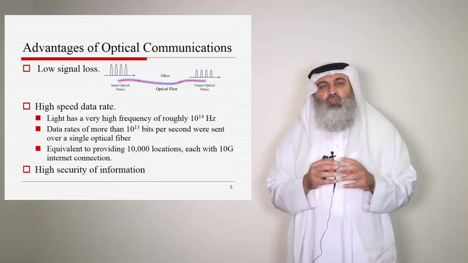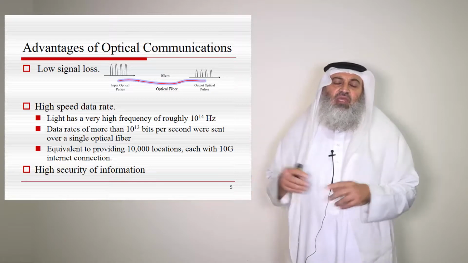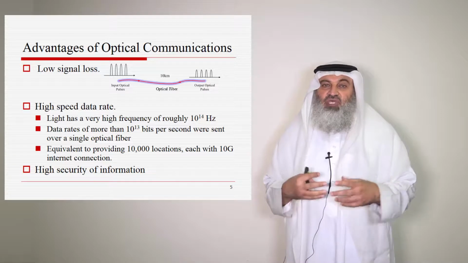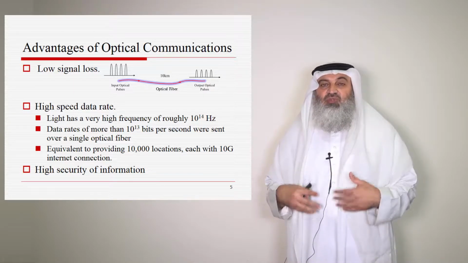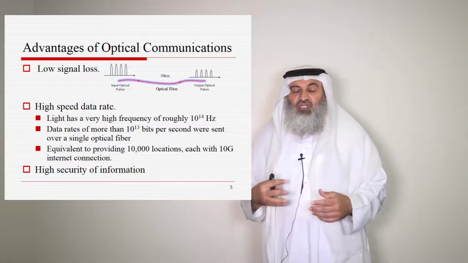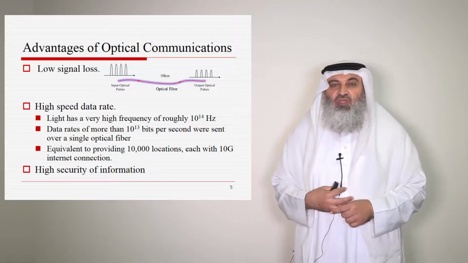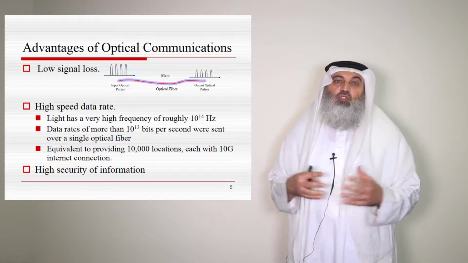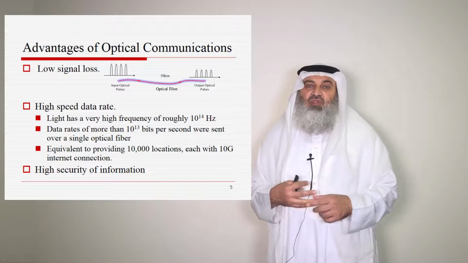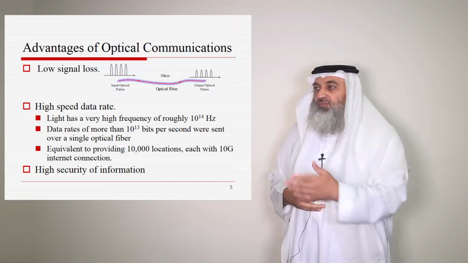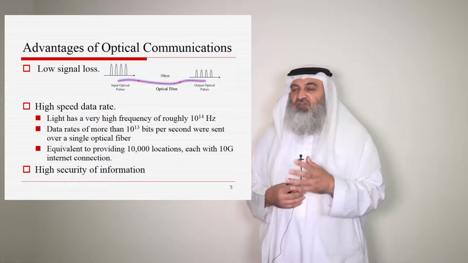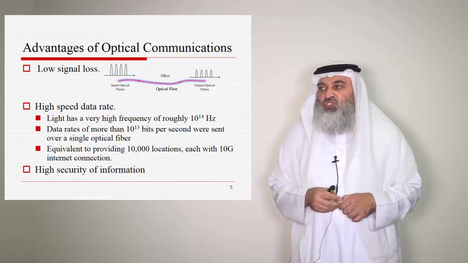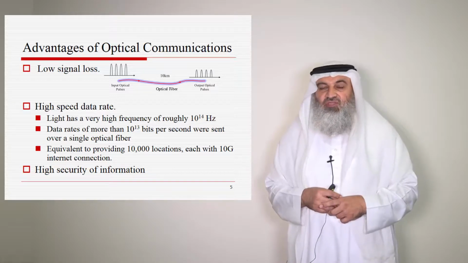The other advantage, talking about light, as you've seen in our EM spectrum, is that light is a high frequency wave, and because of these high frequencies, they allow us to transmit at very high transmission rates. Transmission at the rate of 10 to the 13 bits per second is not unusual over fiber, which means you can have a huge amount of data rates for many applications. Just as a rough numerical example, with one fiber you can probably feed 10,000 houses with a 10 gig internet connection.